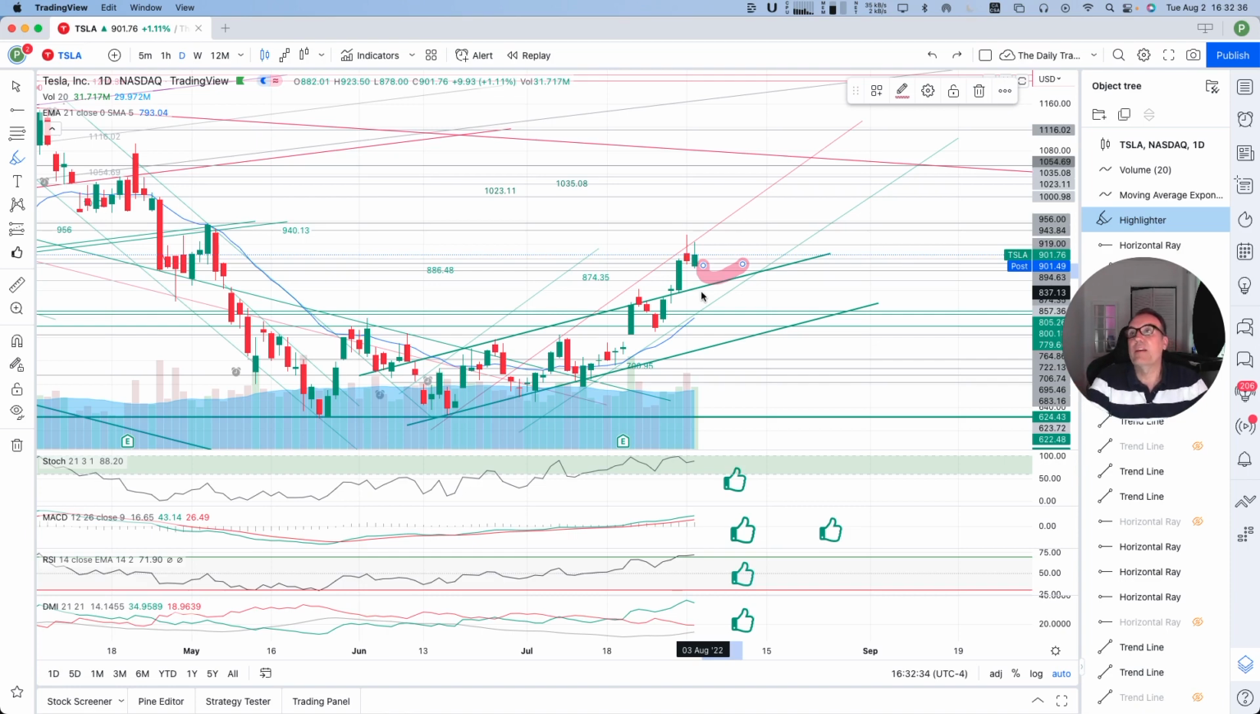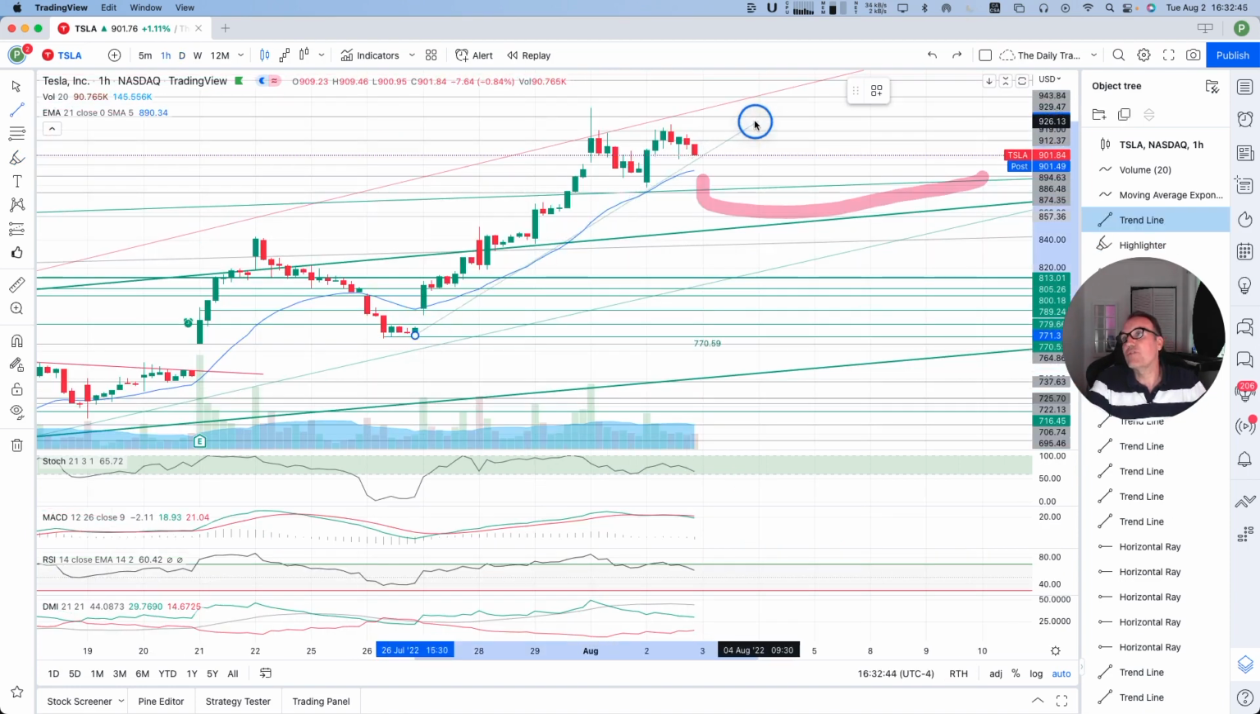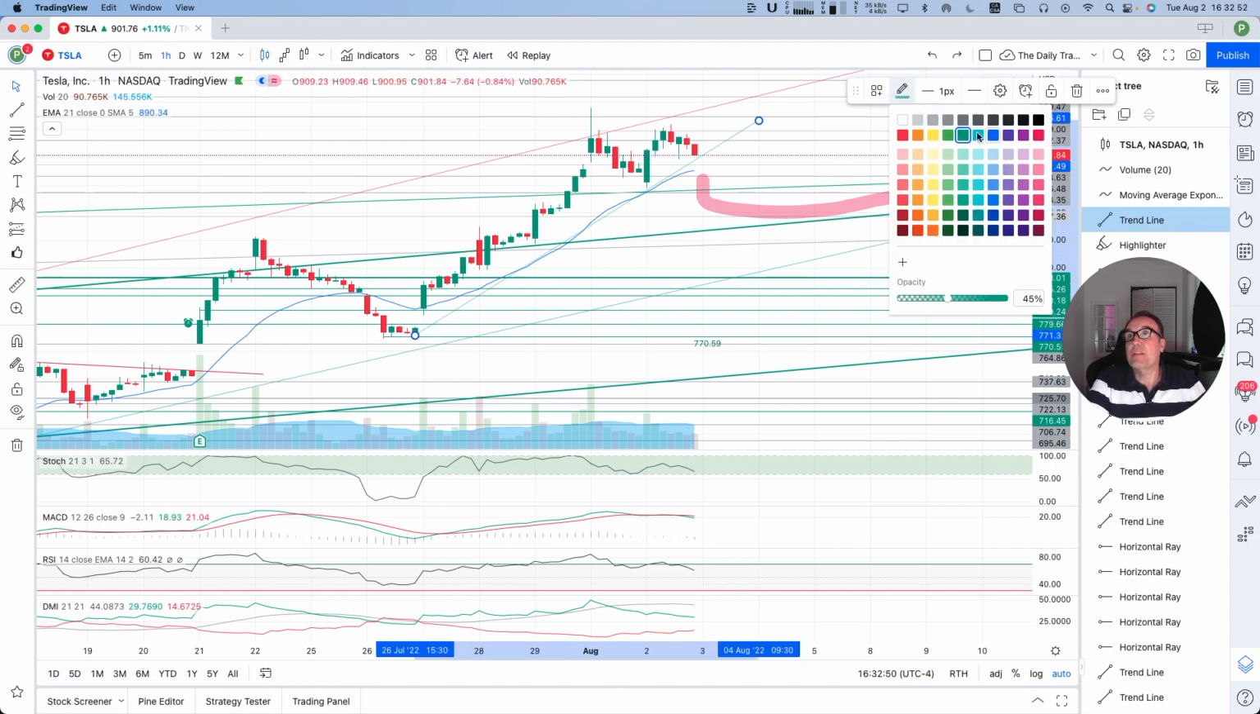this is only a small pullback. If you are a trader, you can draw a trend line right here, and then you see that we are still above this. Let me make this a little bit darker. We are still above this trend line. We are getting very close to it, but we are still above it.